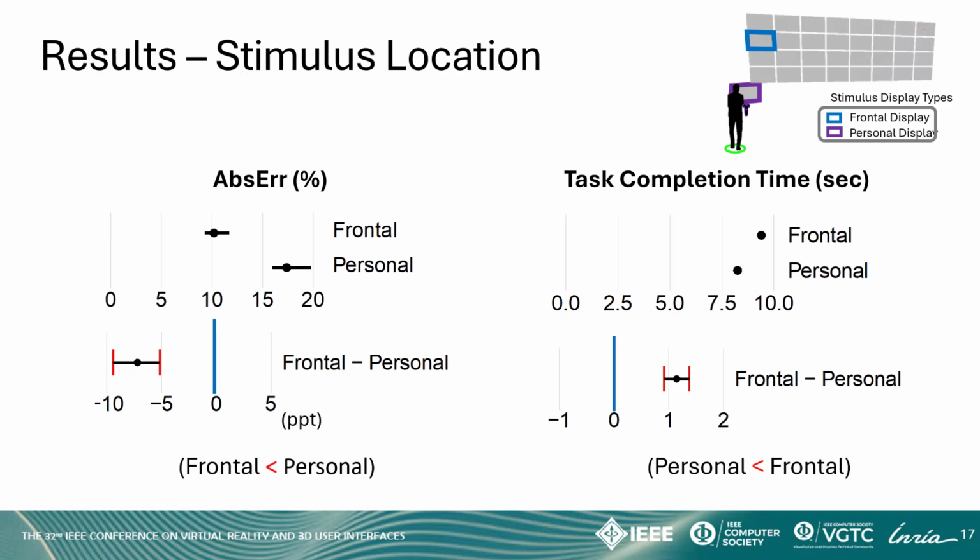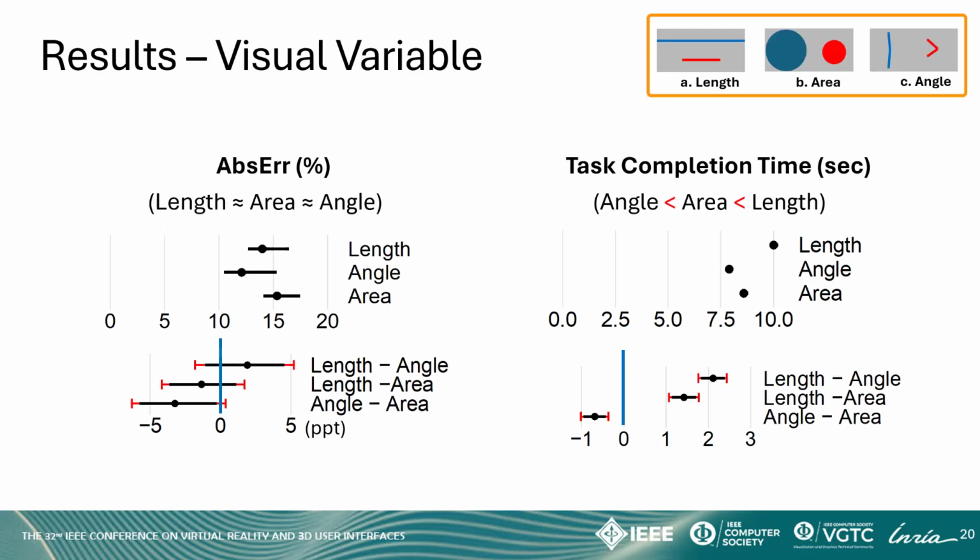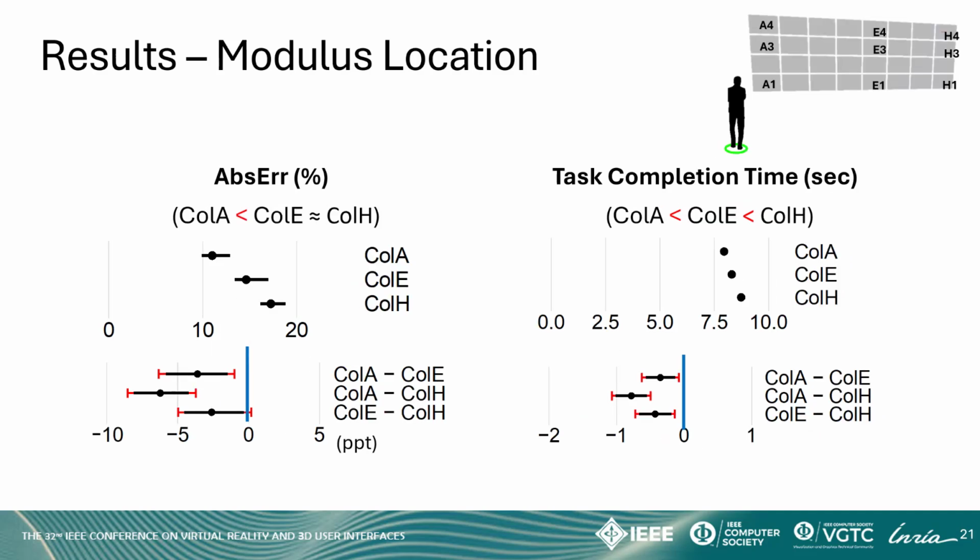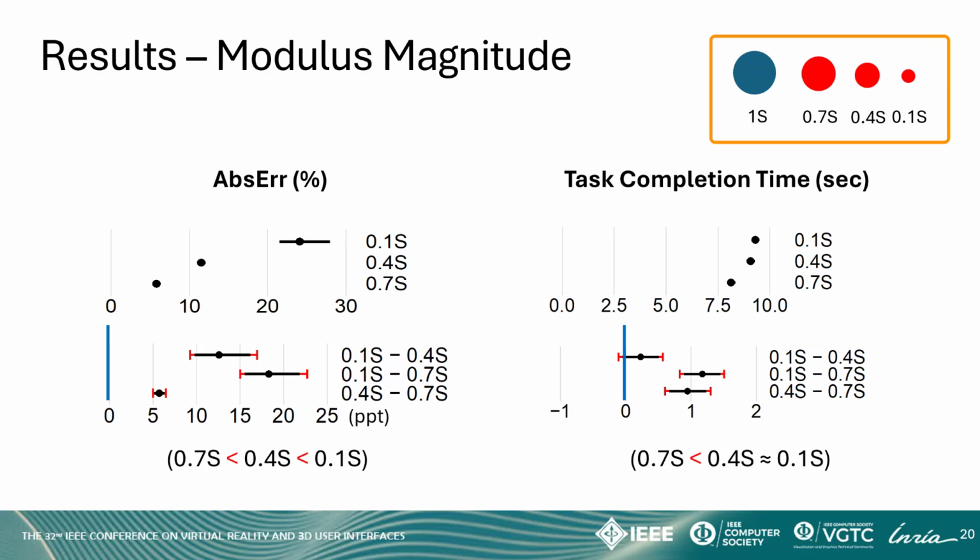Next, the results show that frontal had lower absolute error than personal, but it took longer task completion time than personal. For visual variables, there was no significant difference in absolute error among them. However, angle was perceived as the fastest, followed by area and length. Regarding modulus location, the results suggest that a closer modulus display leads to lower absolute error and faster completion times. The results also disclose that a smaller modulus size leads to higher absolute error and longer task completion times.